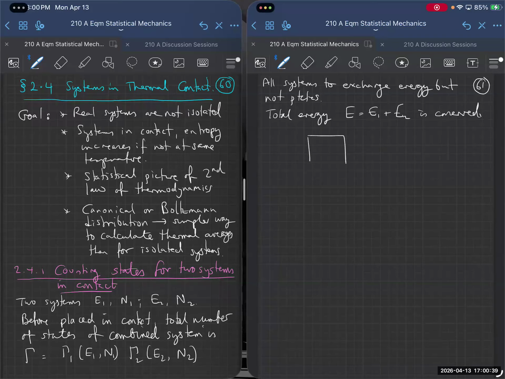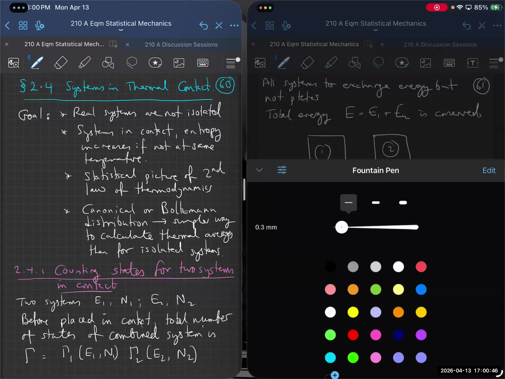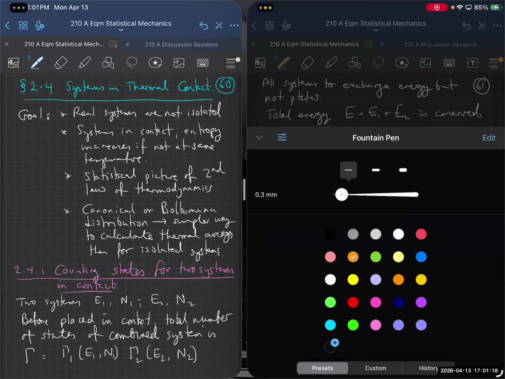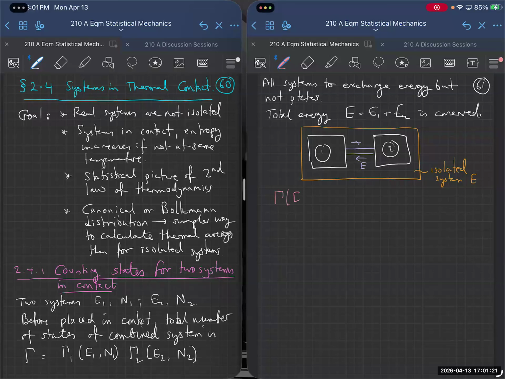So here's my system 1. Here's my system 2. I open up this mysterious door between the systems, which allows energy to go back and forth. But I've also put a box around the whole system, and then this whole thing is an isolated system. And that is the picture. So now you can say, if I know the isolated system has energy E, how many different quantum states can it be in? And now we have a different answer than what we had before, because now there's many different configurations of the energy distributed between system 1 and system 2.